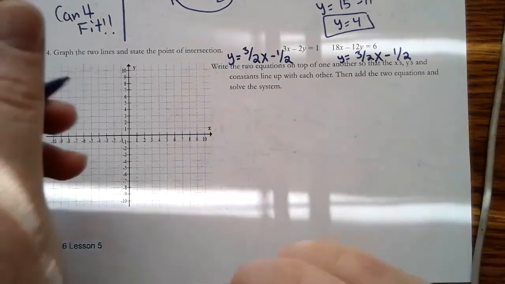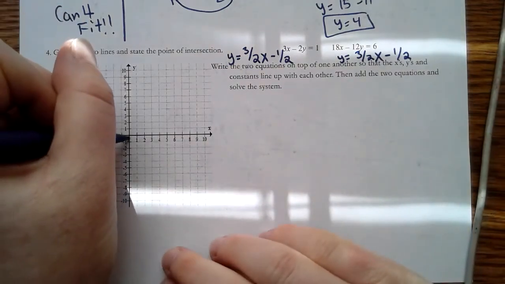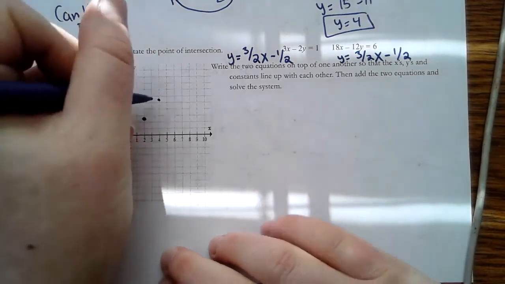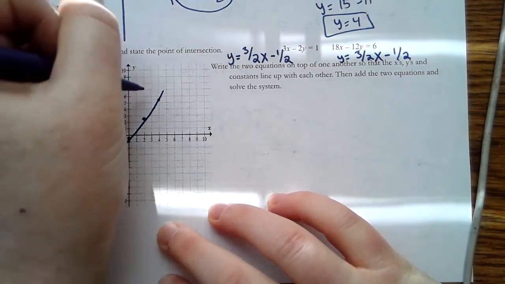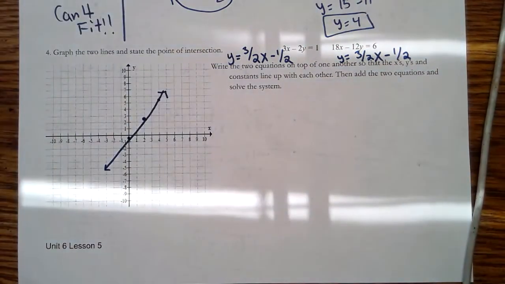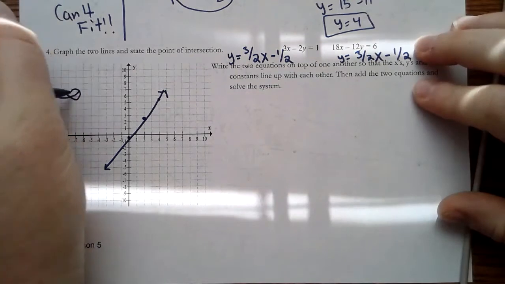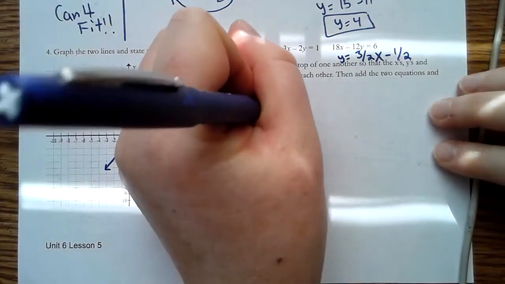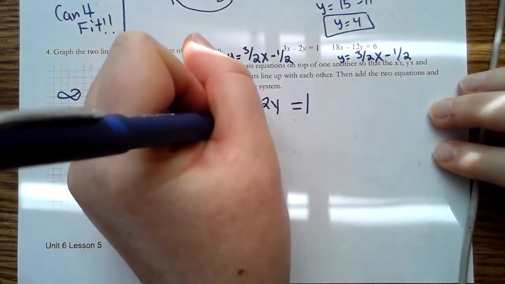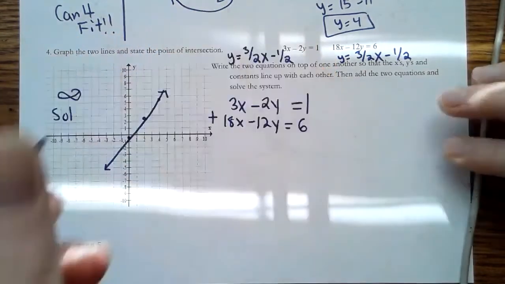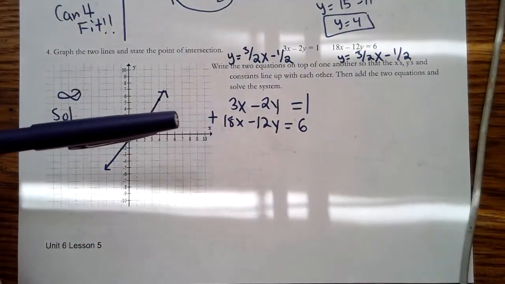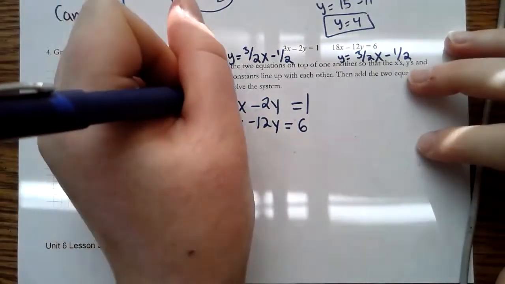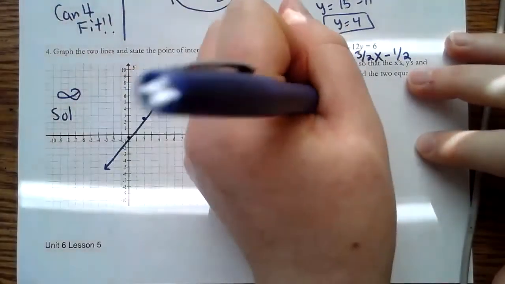Okay, so these are the same line, so they're going to be the same. So our graph, it's infinite solutions, because they're the same line. Let's look at this in elimination. If I look at these equations, the second one is just the first one multiplied by 6. So if I wanted them to match, I'd say times 6.